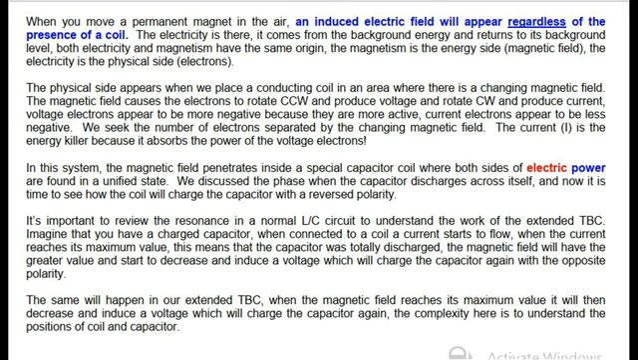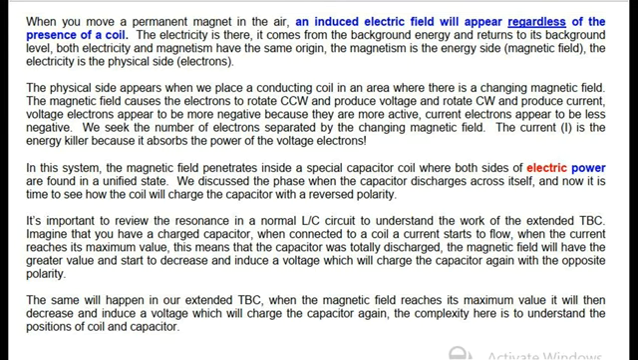Imagine that you have a charged capacitor. When connected to a coil, a current starts to flow. When the current reaches its maximum value, this means that the capacitor was totally discharged. The magnetic field will have the greater value and start to decrease and induce a voltage which will charge the capacitor again with the opposite polarity.